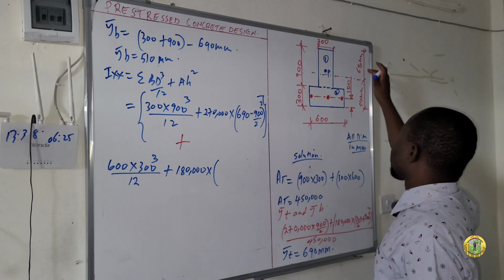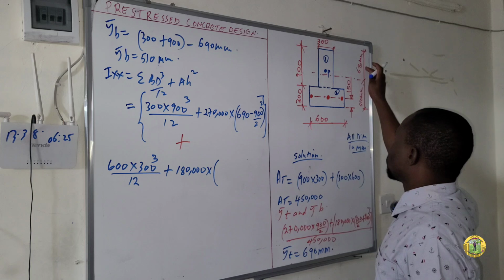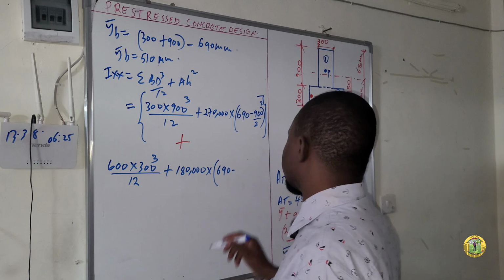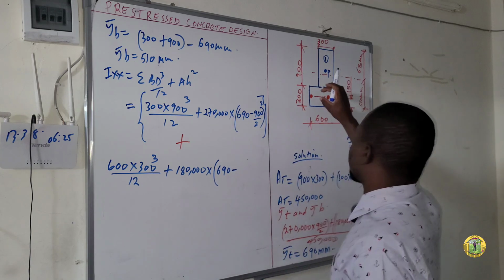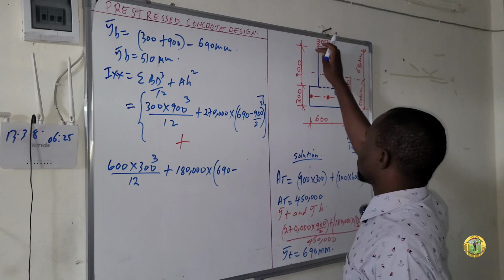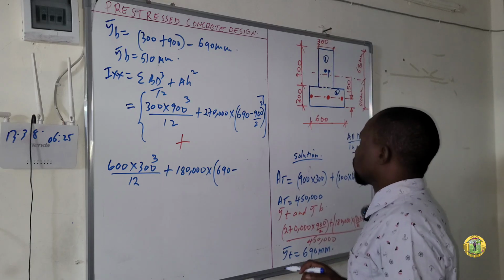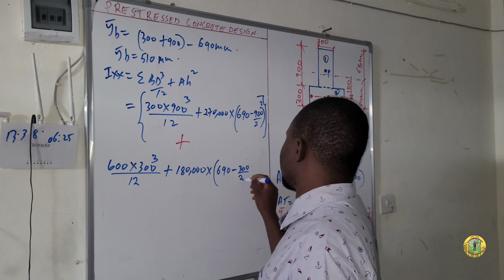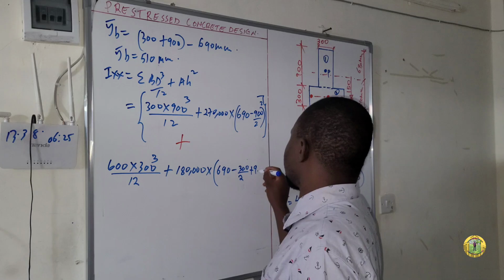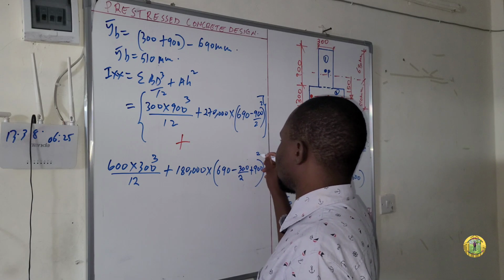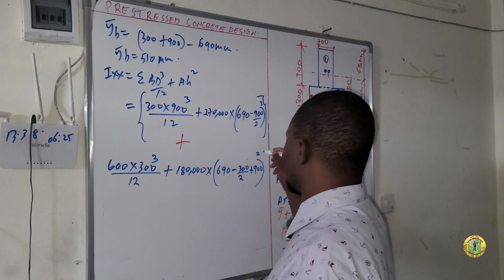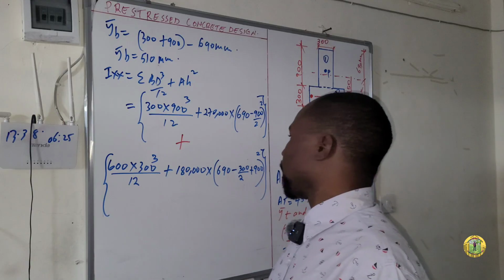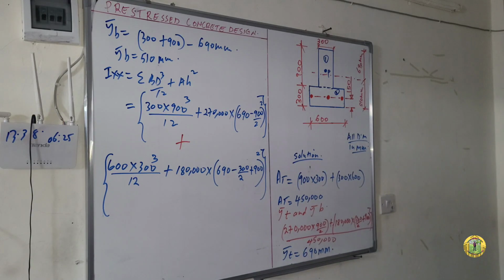the H square is, you take the y bar top, which is 690. So this is 690 minus a half of this, and then you add the distance which will take you to the top. So 300 over 2 plus 900. Then you square like that. After doing so, punch your calculator to obtain the answer.